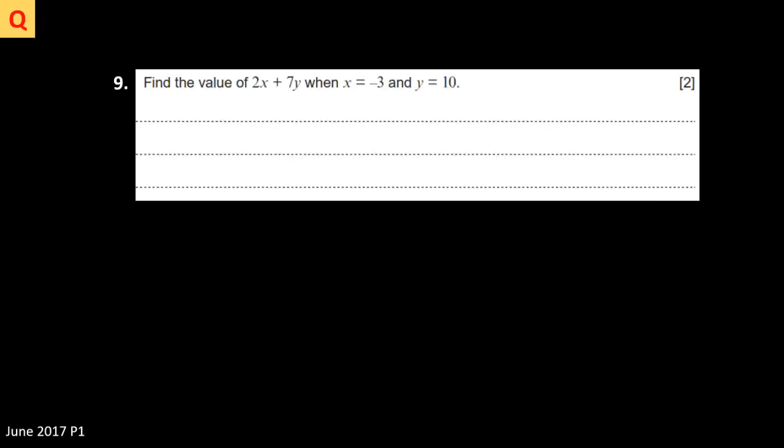And then the last one. Find the value of 2x plus 7y. Well, 2x is 2 times -3. That's -6. And I'm showing you how you can just write a little less, perhaps, and doing it this way. Plus 7y, 7 tens, and -6 plus 70 is 64. So there we go. Another bit of algebra under the belt, and that's substituting values into expressions and formulae.